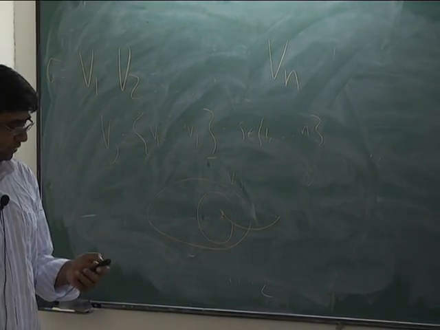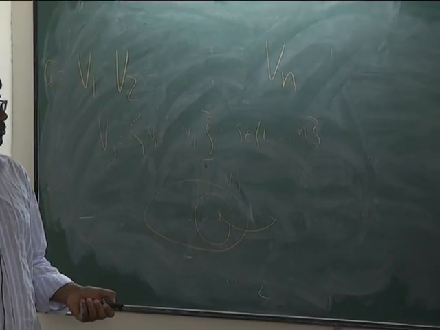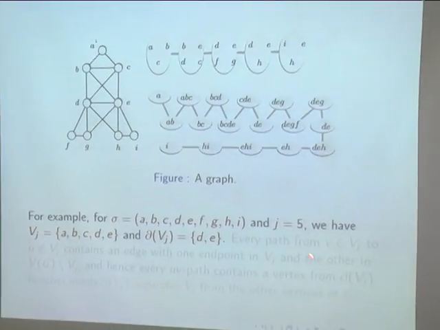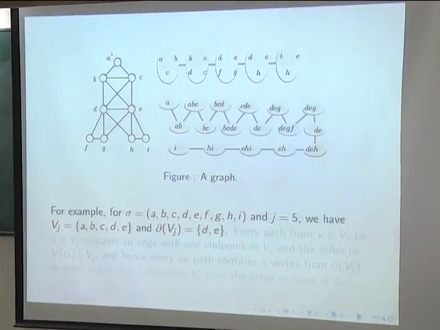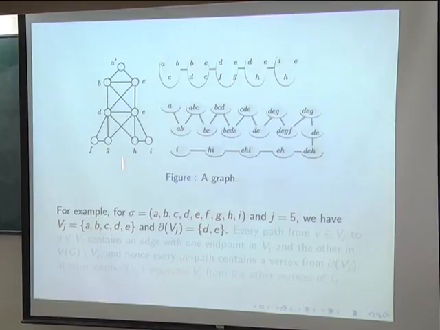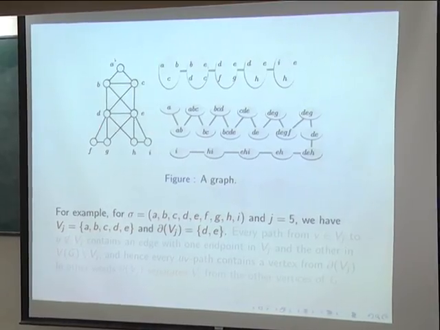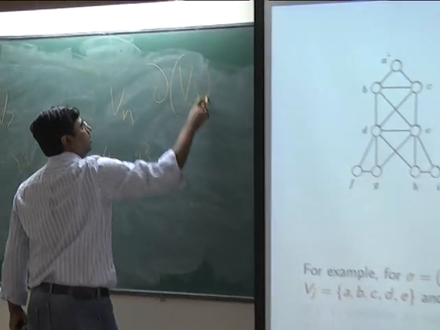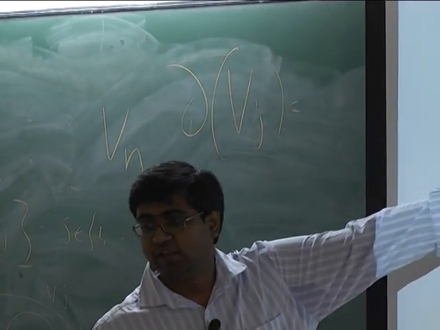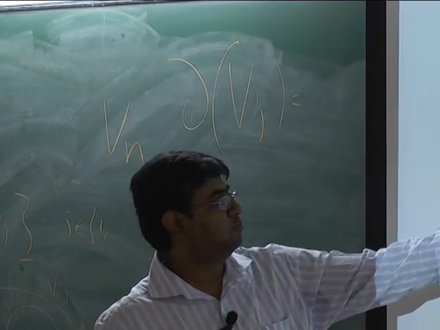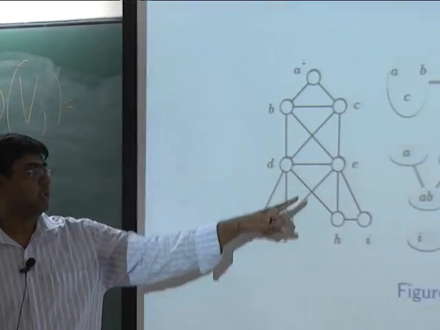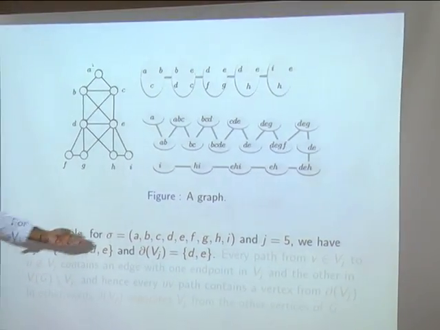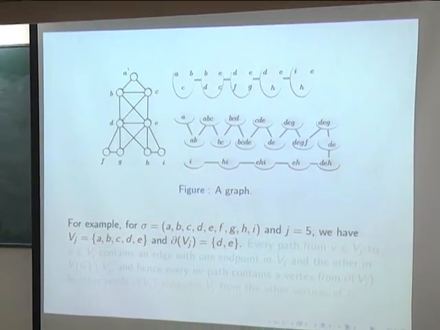Okay, so look at this example. Suppose my ordering sigma is A, B, C, D, E, F, G, H, I in this picture. And now say for j equal to 5, so it is A, B, C, D, E. What is its boundary? We denote the boundary by delta V_j. Those vertices which have a neighbor outside. D has a neighbor outside, E has a neighbor outside, but A, B, C do not have a neighbor outside. So the boundary of this set is D, E. Okay?